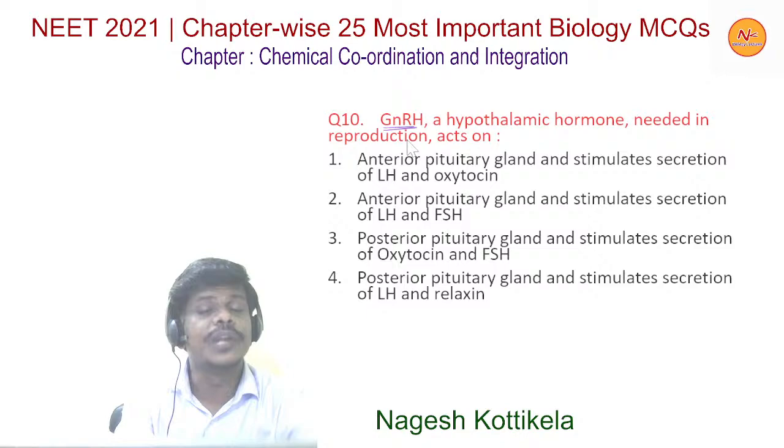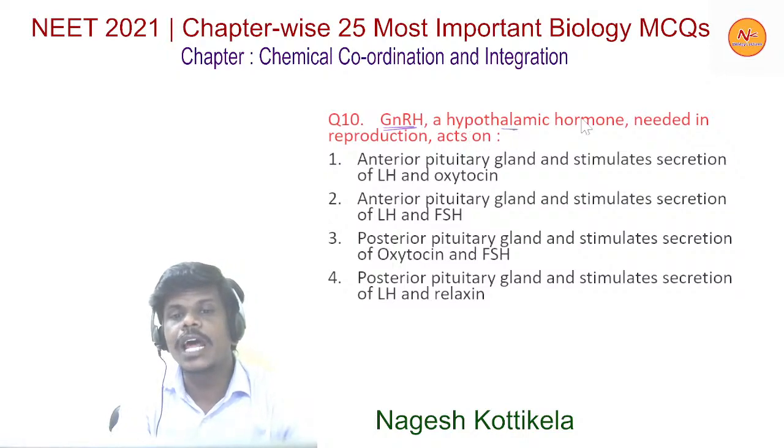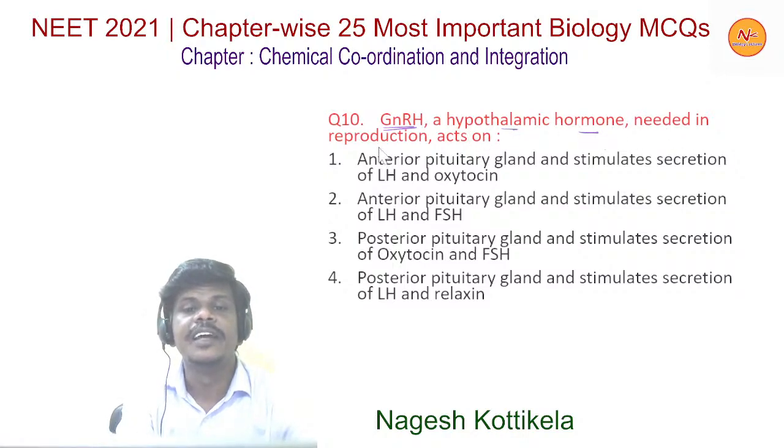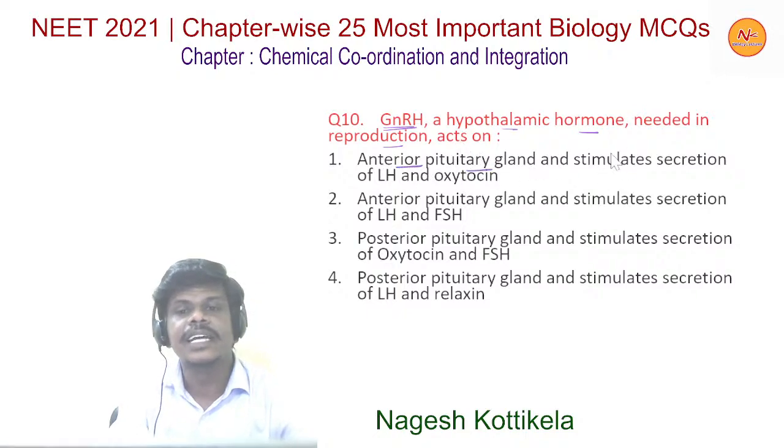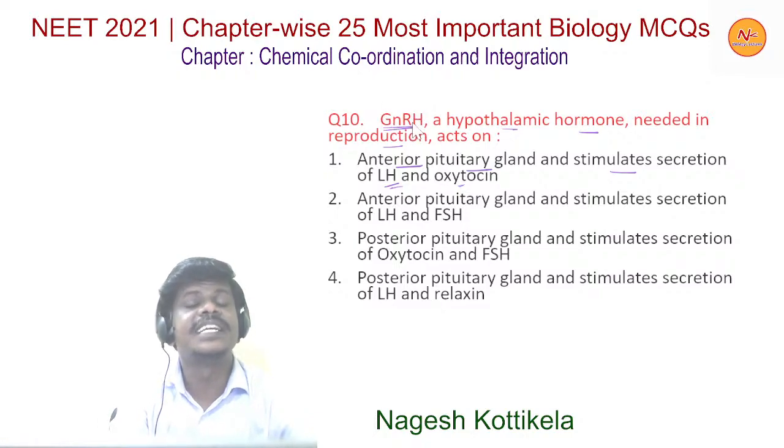GnRH, this is gonadotropin releasing hormone. RH stands for releasing hormone. It is a hypothalamic hormone needed in reproduction. Option 1: acts on anterior pituitary gland and stimulates secretion of LH and oxytocin. LH for luteinizing hormone, and here GnRH stands for gonadotropin releasing hormone.